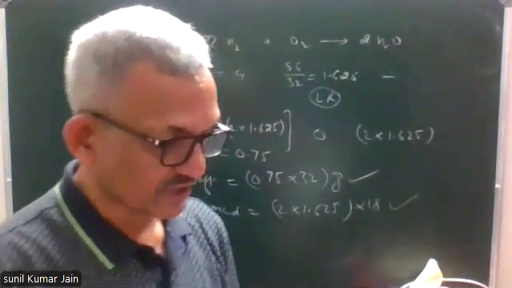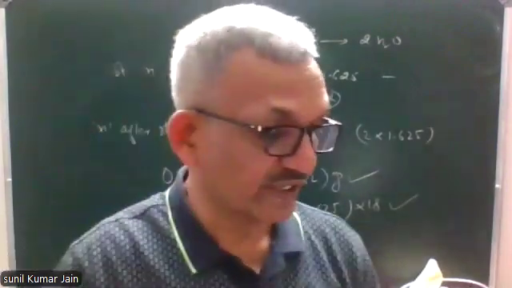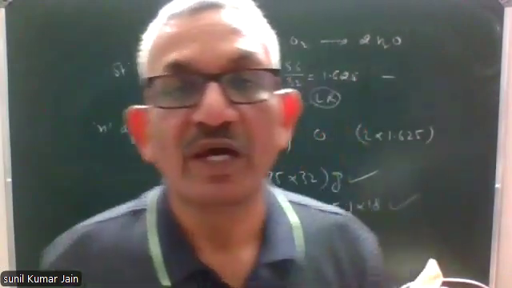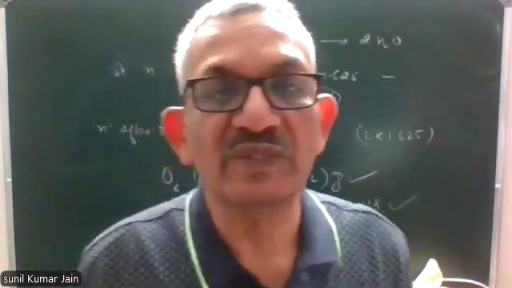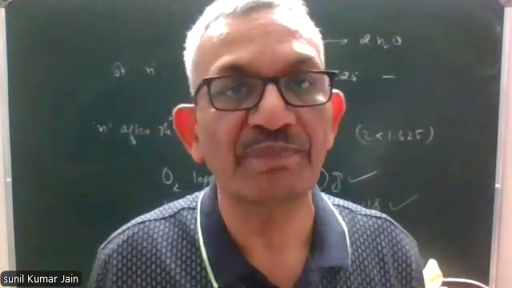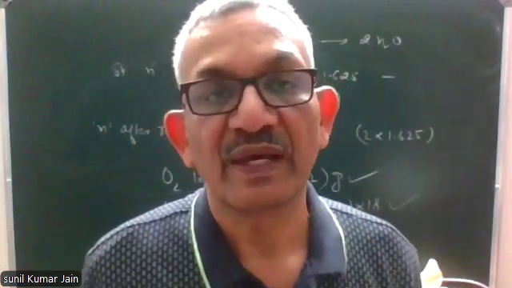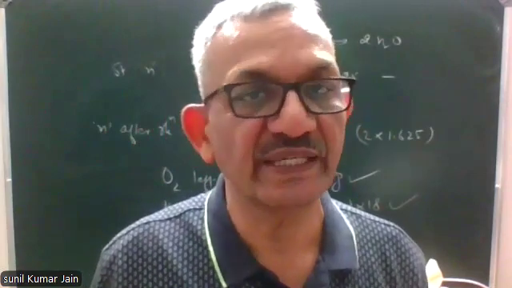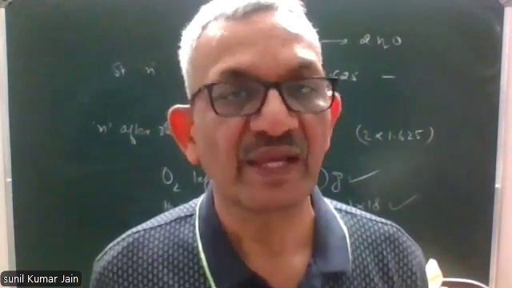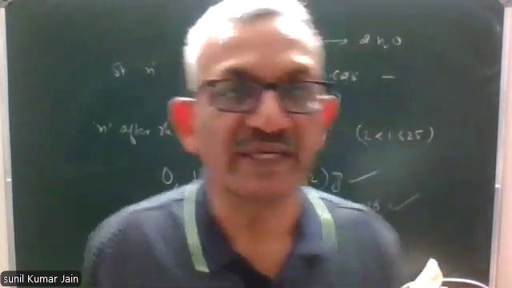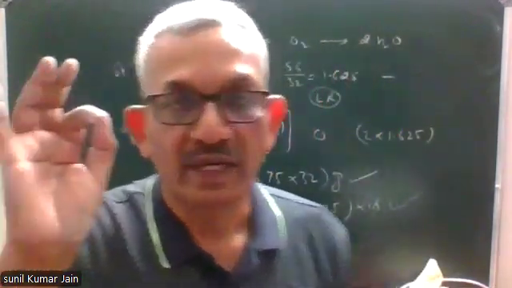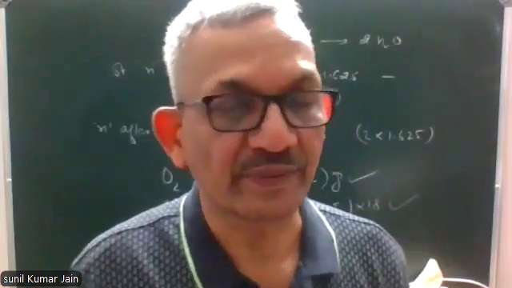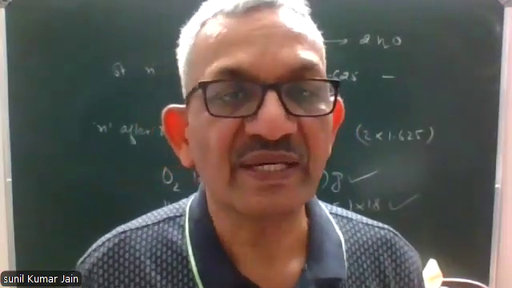Now coming to theoretical questions. Define theoretical yield, actual yield, and percentage yield. Theoretical yield is the one which is expected on the basis of the balanced chemical equation. Actual yield is the experimentally obtained yield during the reaction. And percentage yield is actual yield divided by theoretical yield into 100. Right?